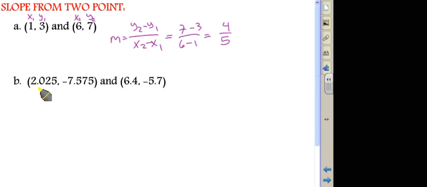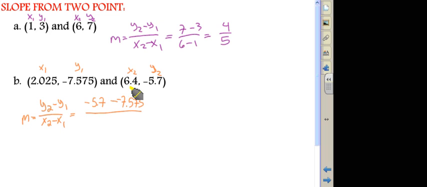Again, got 2 points. I got an x and a y, and I got another x and a y. This is my first point, so x1, y1. My second point, and now I'm going to use my formula, y2 minus y1 over x2 minus x1. Okay, so here you're going to start writing down your numbers: negative 5.7 minus a negative 7.575, over 6.4 minus 2.025. This is where you need your calculator. You need to go get it right now. Go get it.